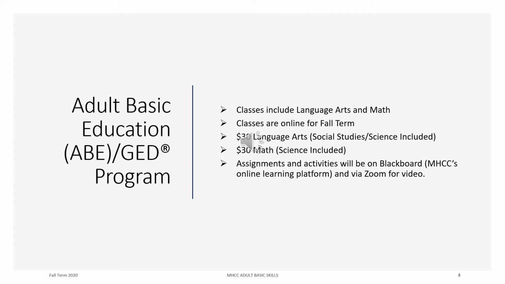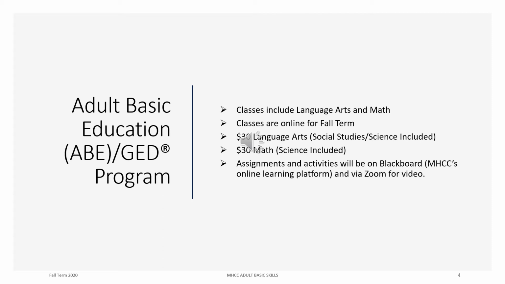While we don't offer classes dedicated to science or social studies, your teachers will cover those topics within your math and language arts classes. Each class costs $30, so if you take both classes, that's $60 for the term. We'll talk about ways to get your class fees waived later on.